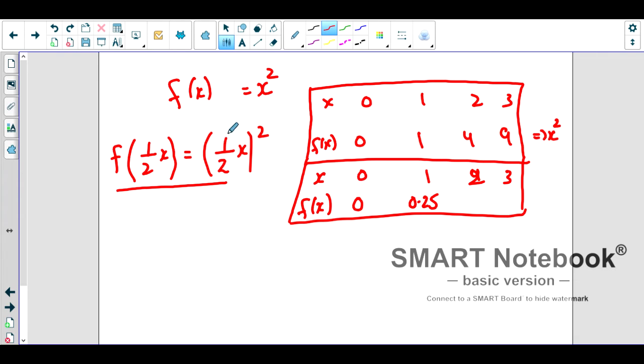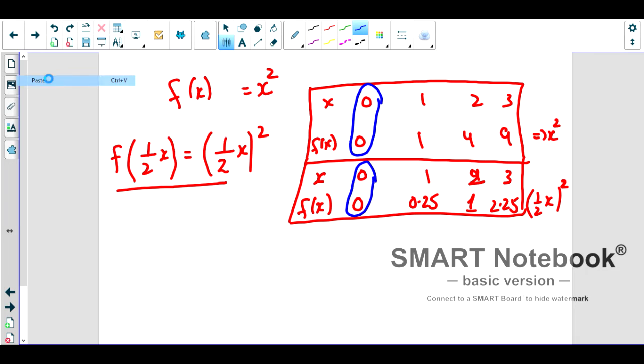Before on 2 it was 4, now it is 2 over 2, which is 1, and 1 squared is 1, so the value is 1. On 3, before it was 9, now it will be 3 over 2, because the function is 1 over 2x whole squared. So 3 over 2 is 1.5, and 1.5 squared is 2.25. So what is happening? Compare. Before on 0 it was 0, and here on 0 it is 0.